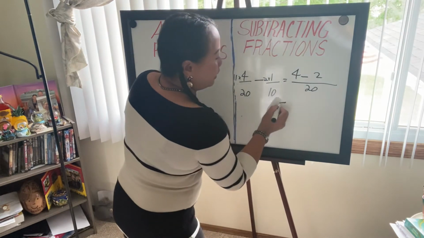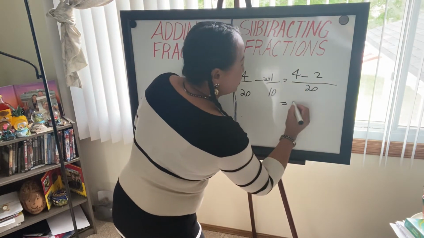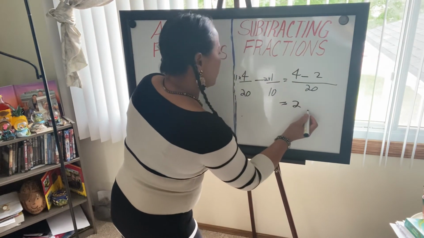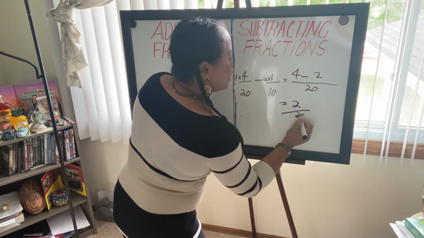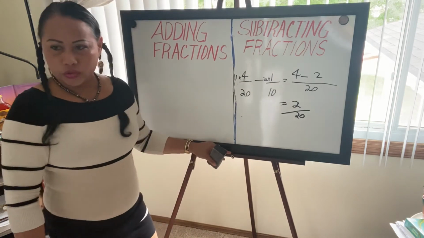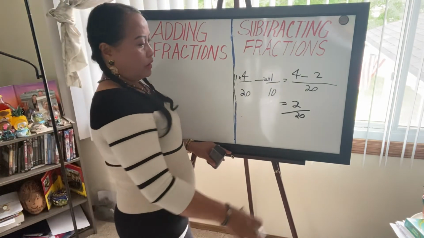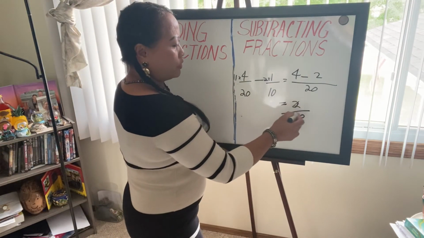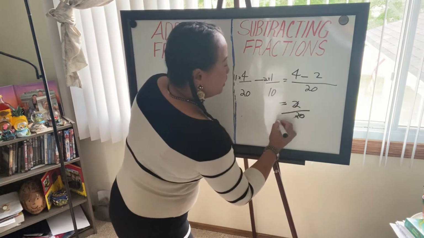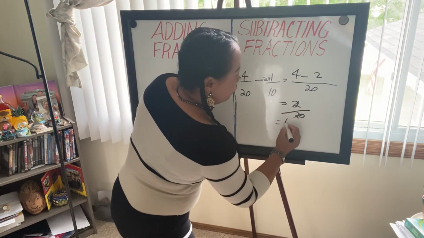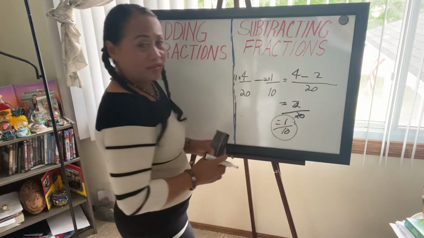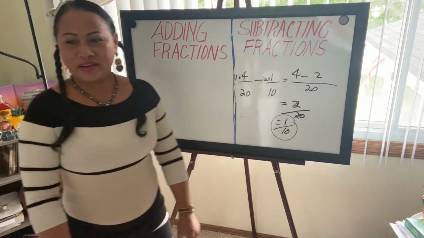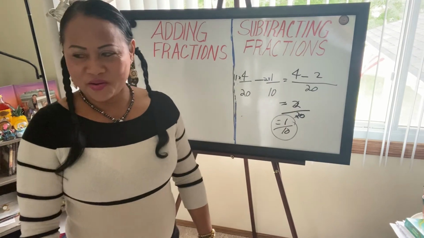Now, 4 minus 2 equals 2 over 20. Okay, can we reduce this? Yes. By 2. So now the answer is 1 over 10. This is our final answer. Finally.